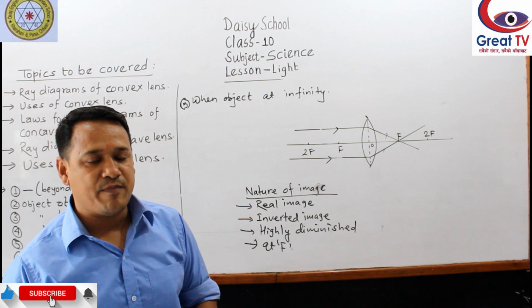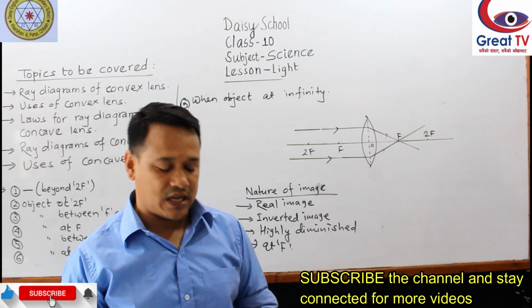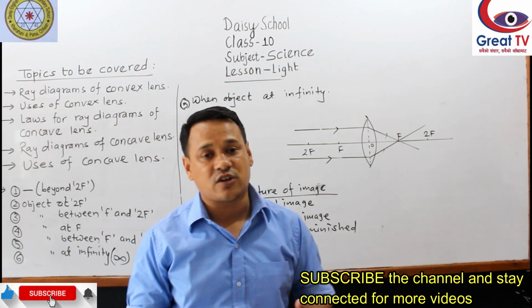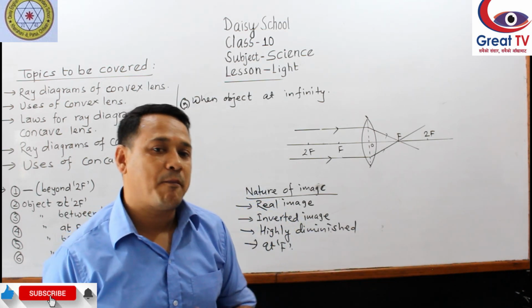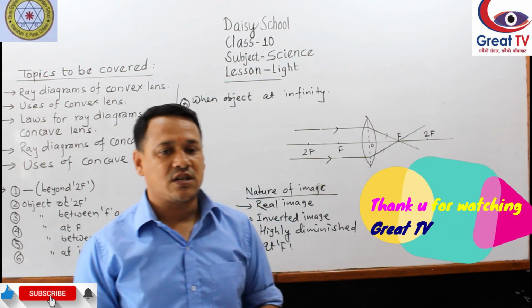Concave lens ray diagram we will discuss in the next video. There is magnification of lens, power of lens, defect of vision, still many parts remaining in this lesson. So the remaining part we will discuss in the next video.